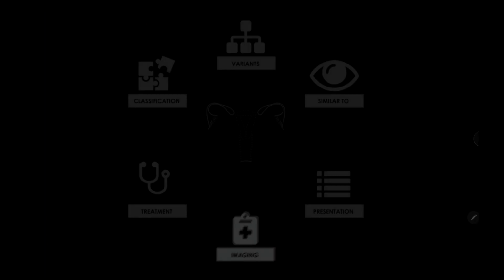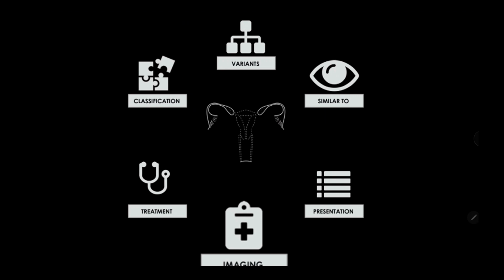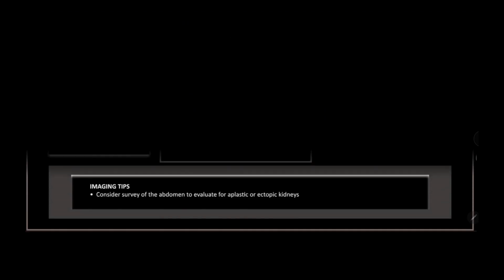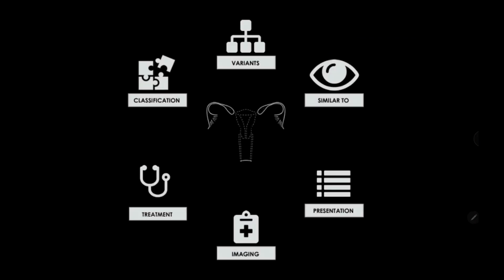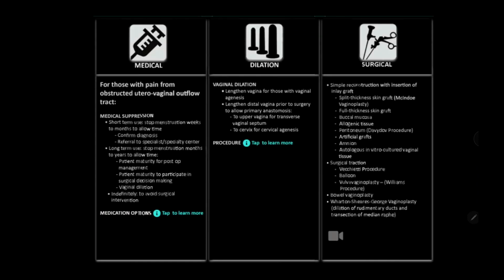The next subpage is the imaging subpage, which describes the best screening tool, the diagnosing strategy involved, and the findings for an anomaly category. It also includes examples of pertinent selected anomalies in basically three imaging modalities: the MR, the HSG, and the ultrasonography. And the treatment subpage is again divided into medical treatment, dilatation treatment, and surgical treatment option. It basically depicts all the treatment options available for that particular Mullerian duct anomaly.